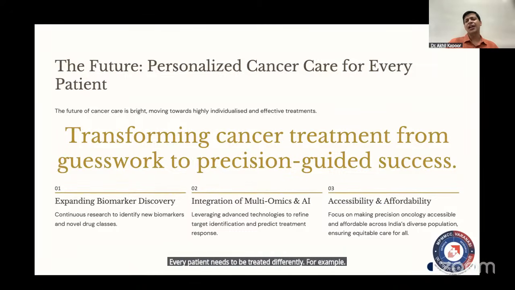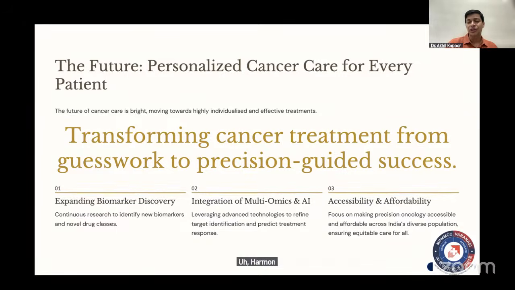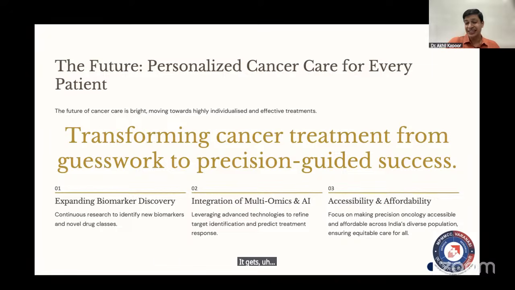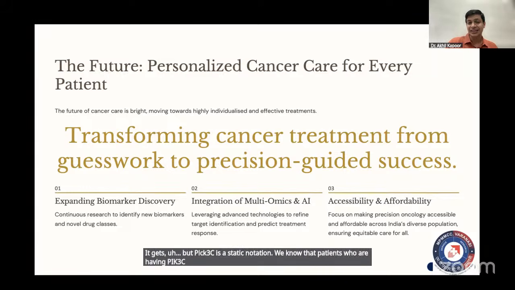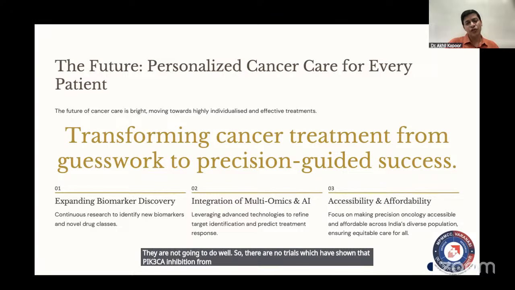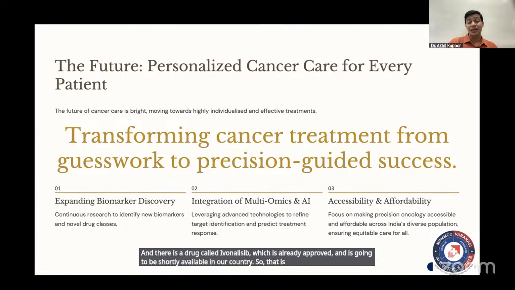For example, when I'm starting treatment of a patient with breast cancer, take an example of hormone positive breast cancer. What happens? I'm looking at PIK3CA mutation, I'm looking at ESR1 mutations. ESR1 evolves with time, but PIK3CA is a static mutation. We know that patients who have PIK3CA mutation in hormone positive breast cancers are not going to do well. So there are now trials which have shown that PIK3CA inhibition from the baseline itself will help. And there is a drug called inavolisib, which is already approved and is going to be shortly available in our country. So that is a part of personalized cancer care.